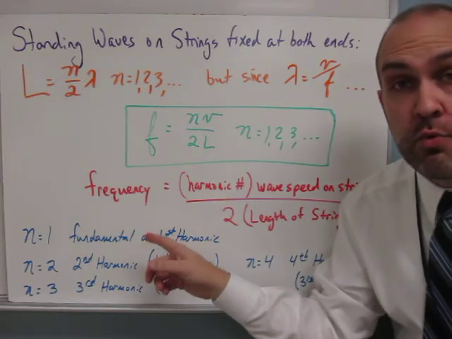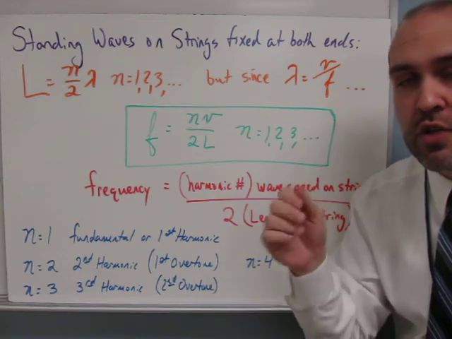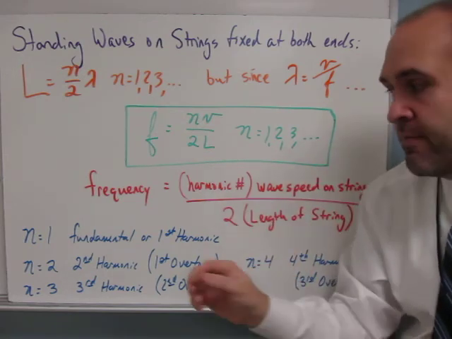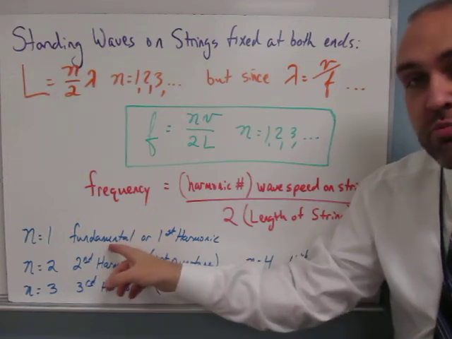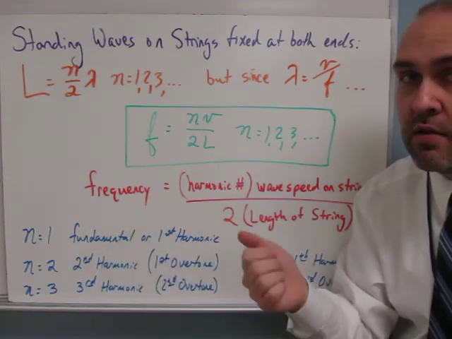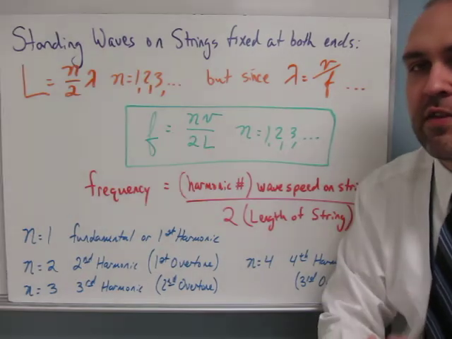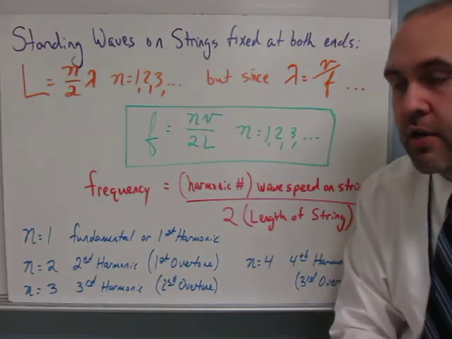Most of our problems will deal with the first harmonic. We're usually going to be concerned with the loudest note, the simplest mode of vibration. And so most of the problems you'll do will involve n equals 1. If it doesn't equal 1, you'll have to be told that. In other words, you're looking for the second harmonic or the third harmonic or so on.